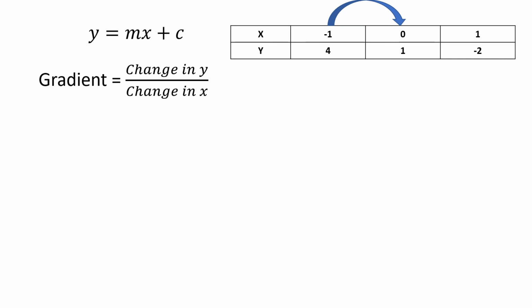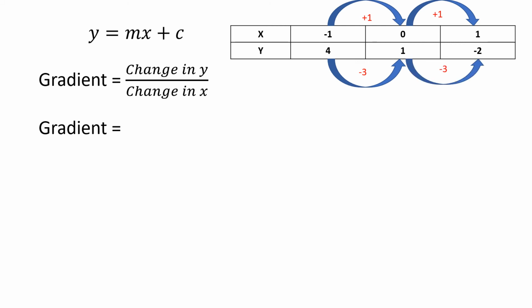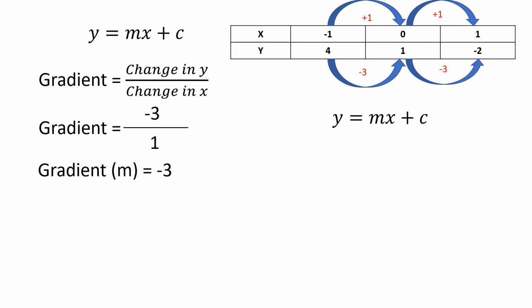So our change in x from -1 to 0 is +1. From 0 to 1 is +1. And if we look at our change in y, from 4 to 1 is -3. And from 1 to -2 is -3. So our gradient will equal our change in y, you can see, is -3. And our change in x is 1. So our gradient, or m, will equal -3.